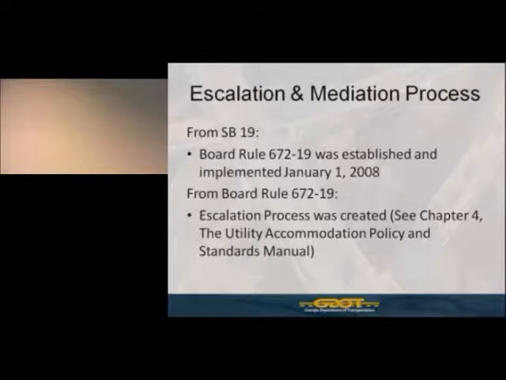Now also, from Senate Bill 19, what it did was create, essentially out of that, Board Rule 672-19, which was established and implemented January 1st, 2008. From that board rule, the escalation process was developed and created and is housed in Chapter 4 of the Utility Accommodation Policy and Standards Manual. I'm going to go over part of that briefly as it relates to disputes related to a work plan and a revised work plan, but it is covered in much greater detail within the Utility Accommodations Manual.